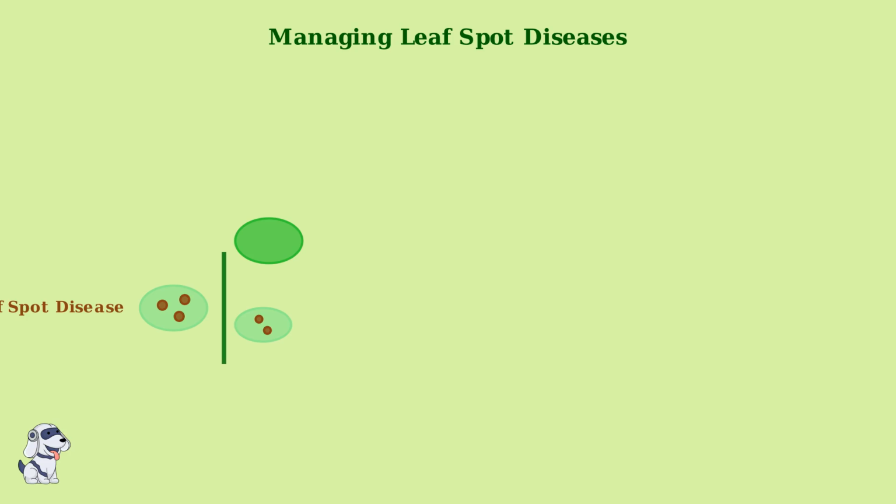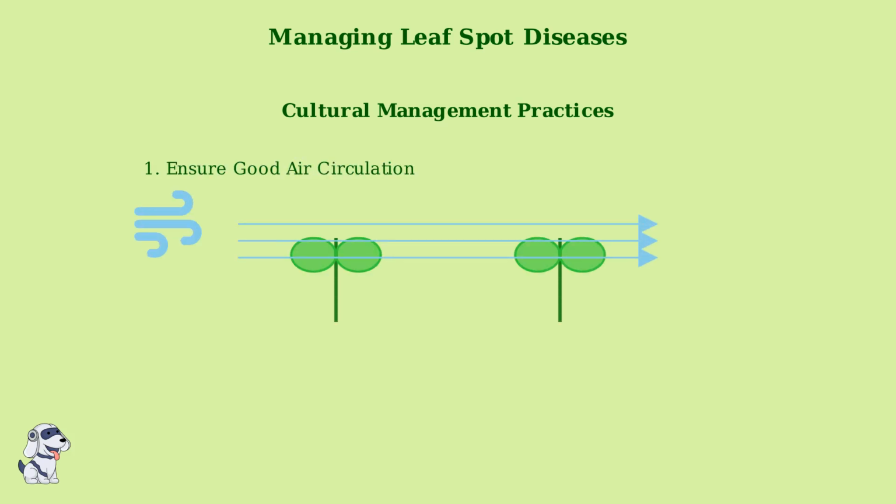These fungal infections can quickly spread under favorable conditions, reducing plant health and crop yields. The first line of defense involves cultural practices that create unfavorable conditions for disease development. These practices focus on reducing moisture and improving plant health. Proper plant spacing allows air to circulate freely between plants. Good airflow helps leaves dry quickly after rain or irrigation, reducing the humid conditions that favor fungal growth.